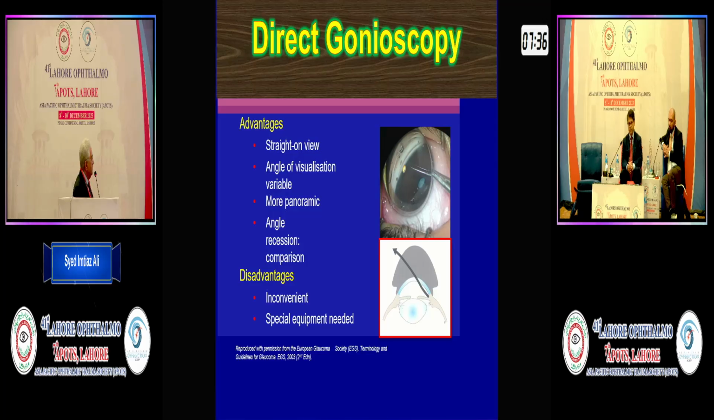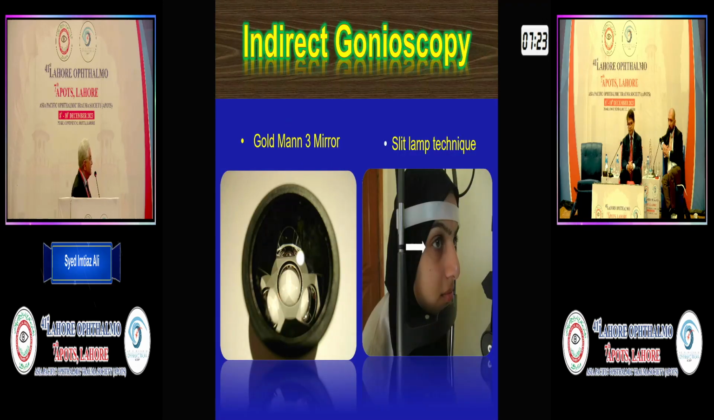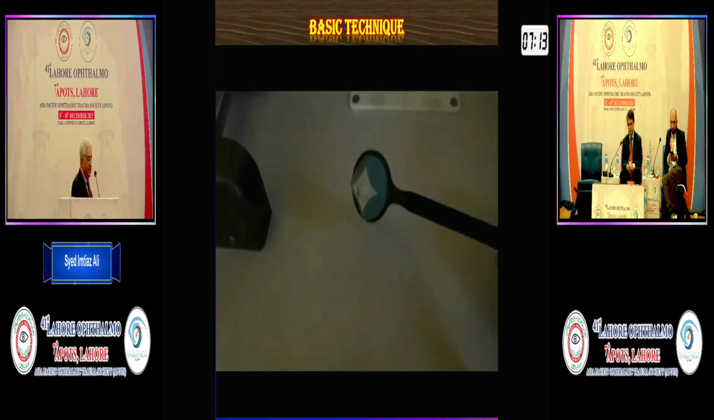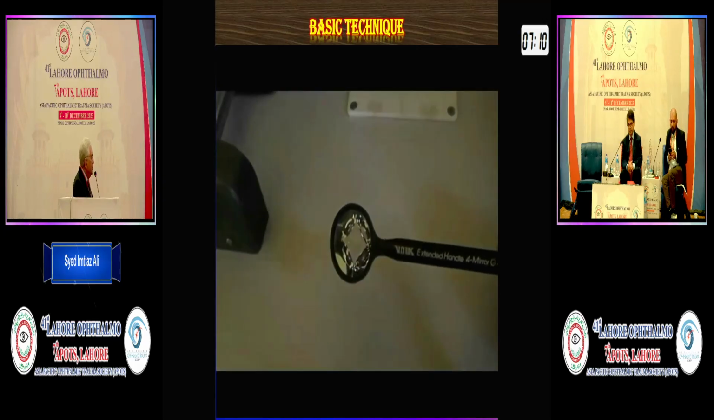The advantages of direct are a straight-on view, a variable angle of visualization, more panoramic, and angle recession comparison can be done. Disadvantages: it is inconvenient, needs special equipment and a very expensive lens. This is the most common lens that you can use. Every clinic has it. You should align the outer canthus with the black mark on the slit lamp. This is the Zeiss lens you can use.